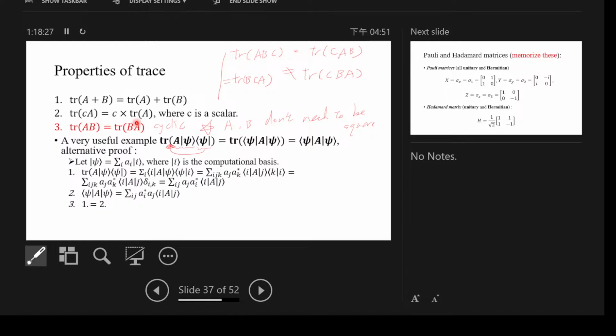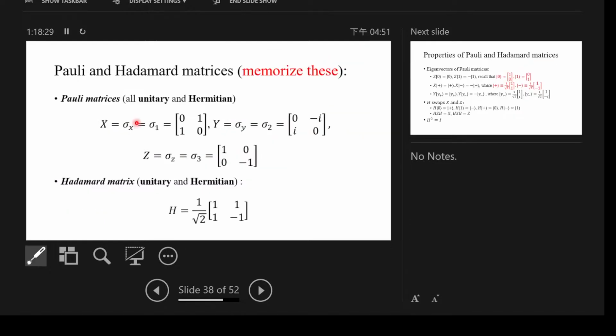Any questions? If not, then let's go to things that you really need to memorize, and they are related to quantum computation. There are some two-dimensional matrices that are very important to quantum computation. They are called Pauli matrices. They are named after Pauli, a physicist. Pauli matrices have many different names, and we will mix the notation in the class.